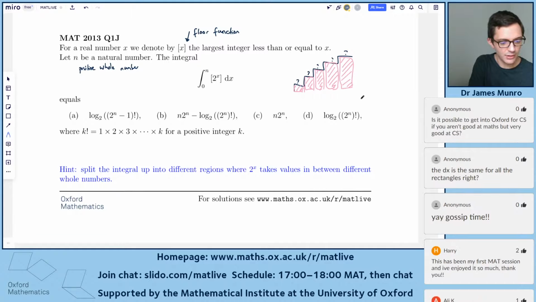I'll take this one. Is it possible to get into Oxford for CS if you aren't good at maths, but very good at computer science? That's tricky because I'm not quite sure how you can be very good at CS without being a little bit good at maths. CS uses the maths admissions test as well. In particular, you have to do all the multiple choice questions, all 10 of them. Those are questions that you should do if you're applying for computer science. You do need some maths skills.